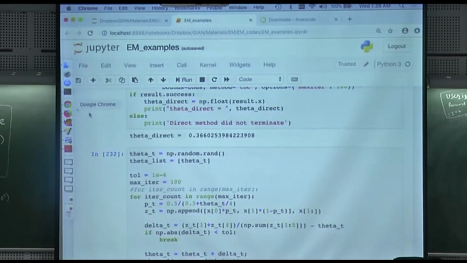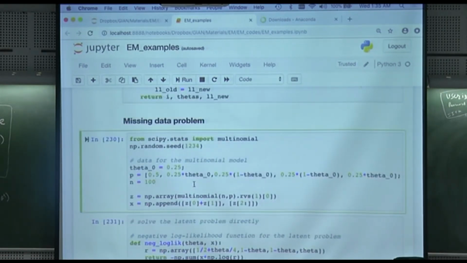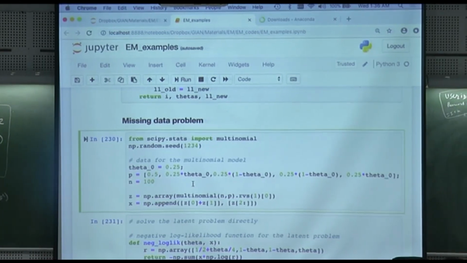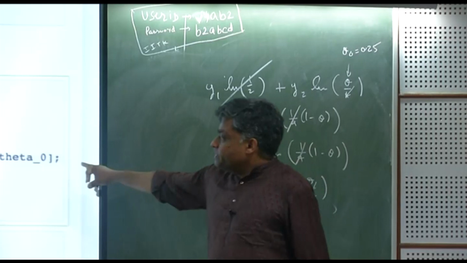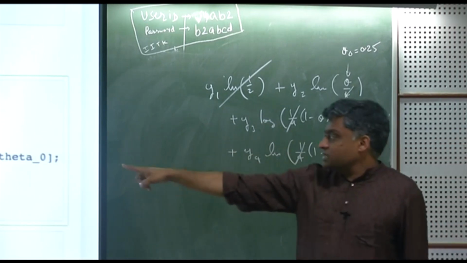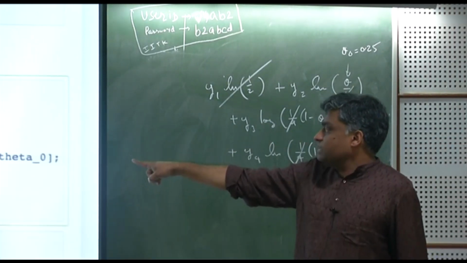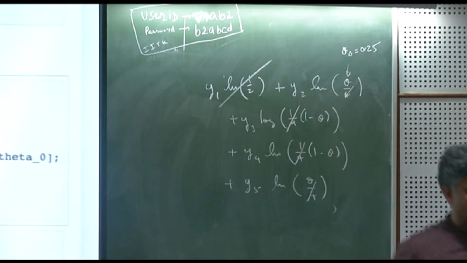Give you a feel for it. So here, this is the missing data problem. What did I create? Okay, so theta 0 was 0.25, which is basically the true value of theta 0 that I'm setting. I'm creating the probability vector, which is going to be 1/2 plus theta 0 over 4, where theta 0 is 0.25, then 0.25 times 1 minus theta 0, 0.25 times 1 minus theta 0, and 0.25 times theta 0. N is the number of coin tosses. I took that to be 100.